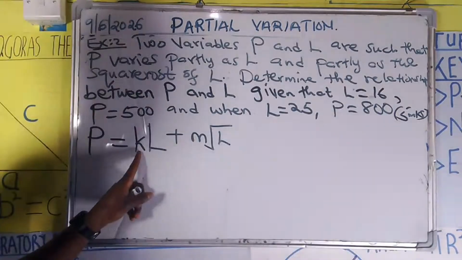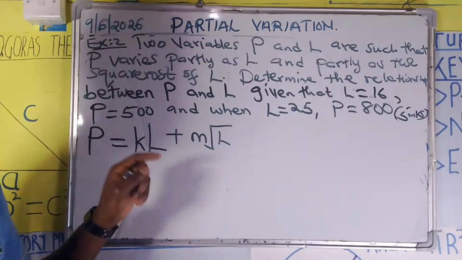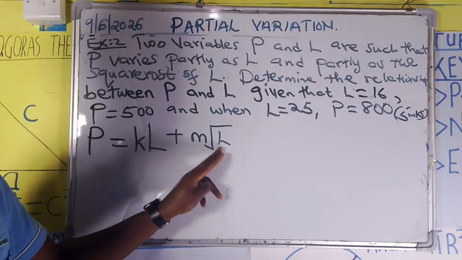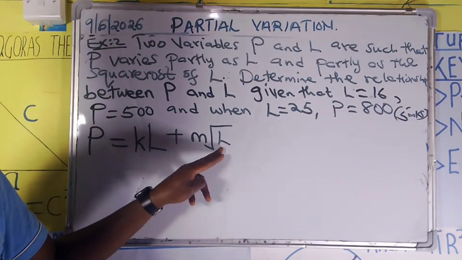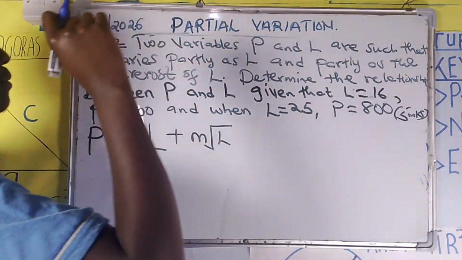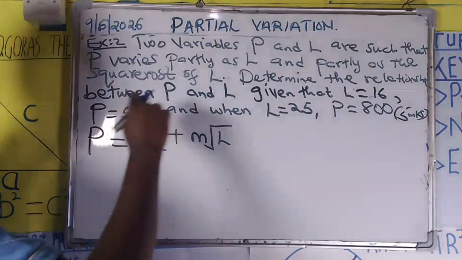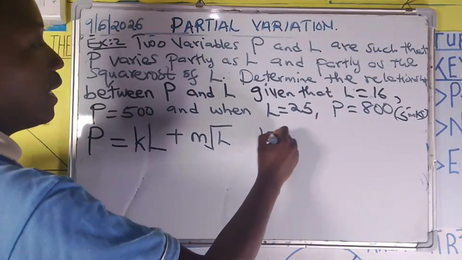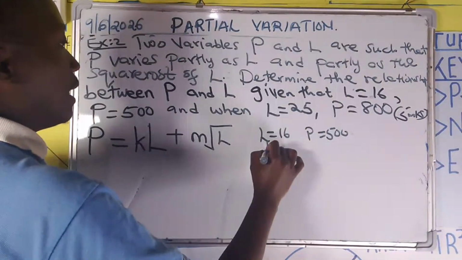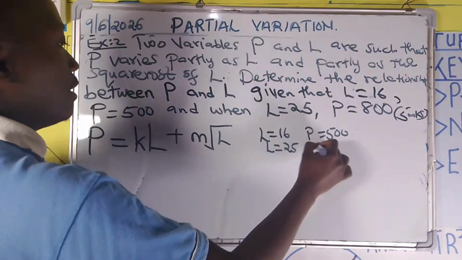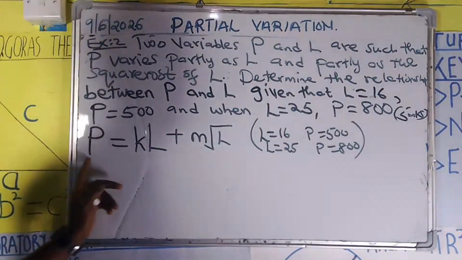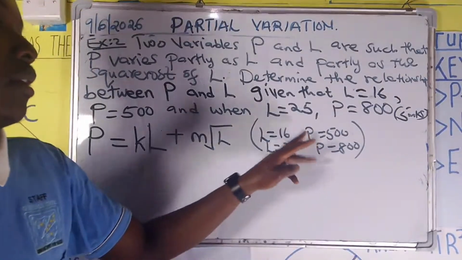In partial variation we have two constants of proportionality, and P varies partly as the square root of L. So we now have the first part. Given that when L is 16, P is 500, and when L is 25, P is 800, we will now replace the values in our equation.